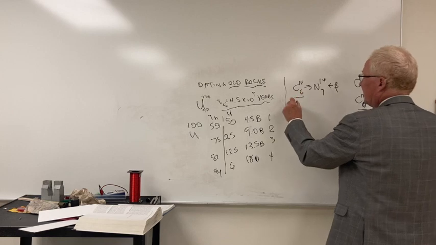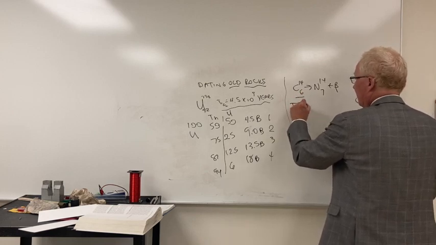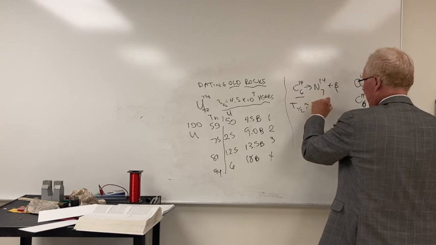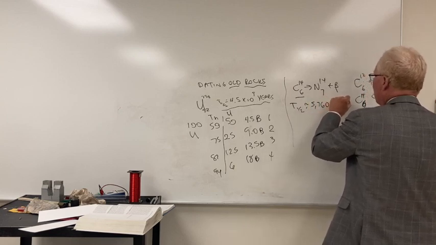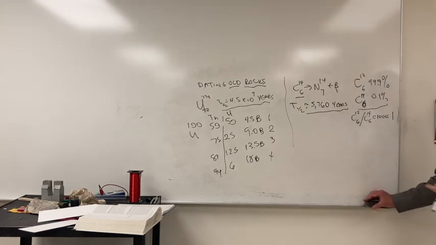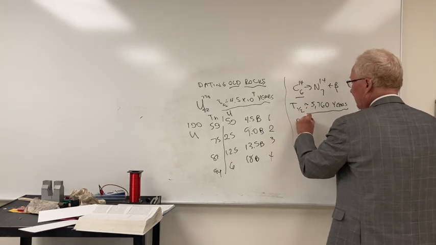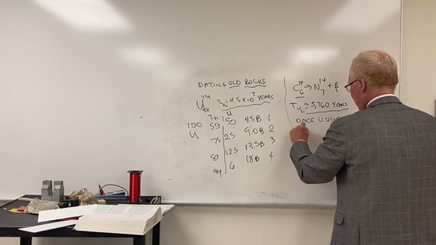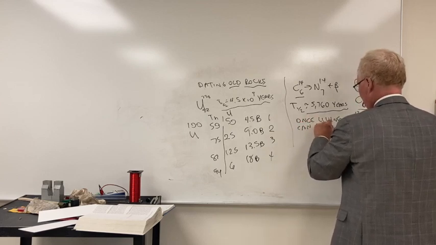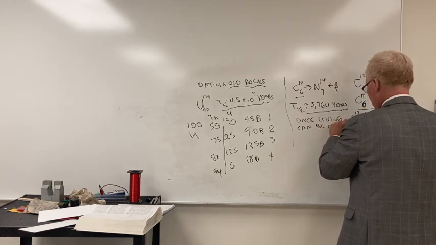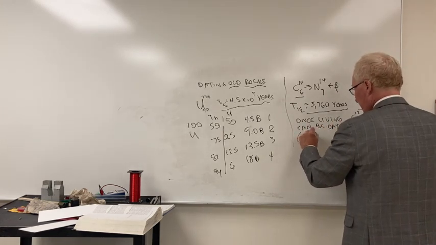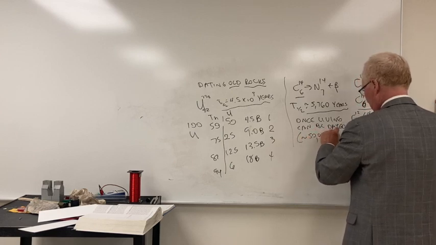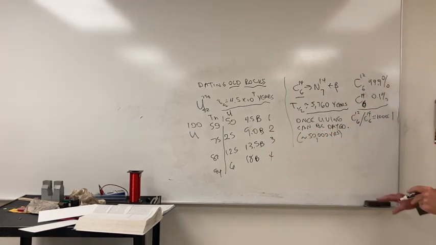All right, so this has a half-life of 5,760 years. And how can we use that to date things? So anything once living can be dated, up to about 50,000 years as the absolute maximum. Okay? More or less. So how does this work?